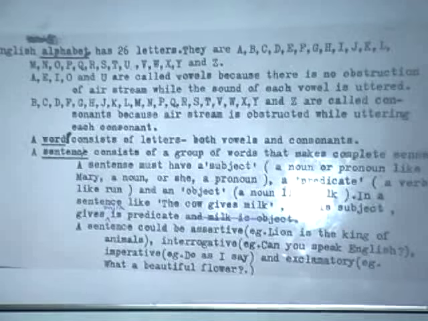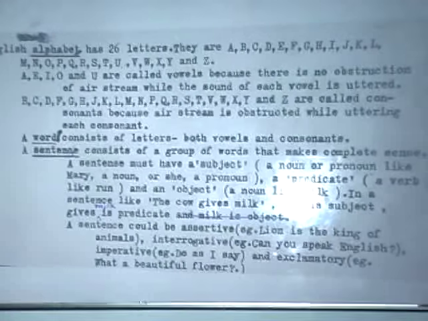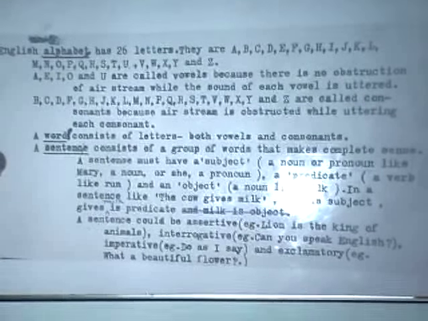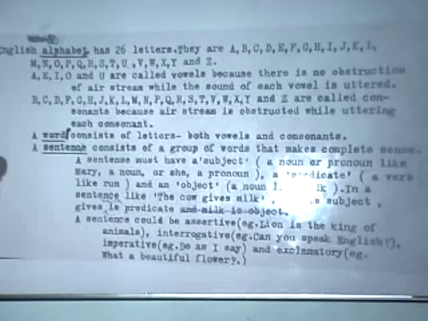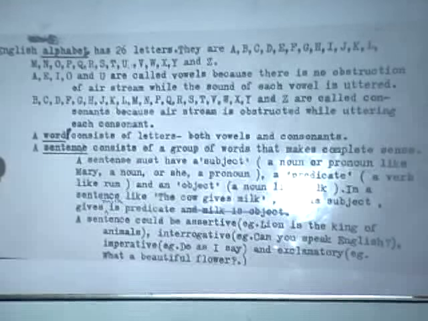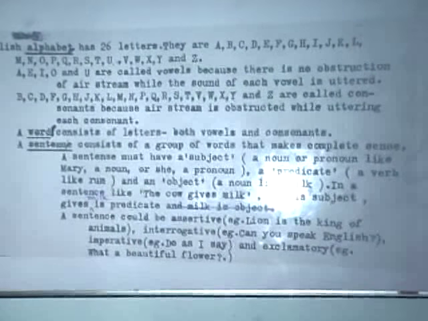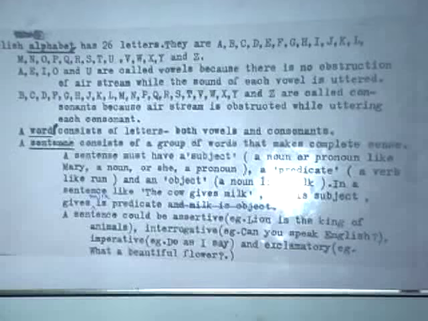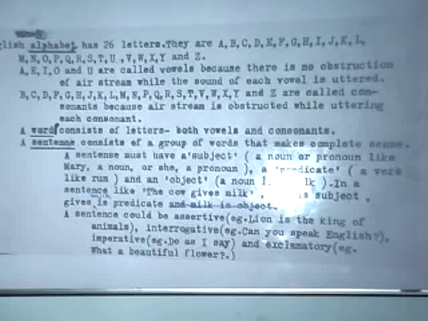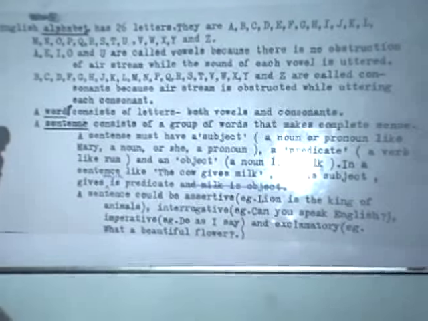The English alphabet has 26 letters: A, B, C, D, E, F, G, H, I, J, K, L, M, N, O, P, Q, R, S, T, U, V, W, X, Y, and Z. Here, A, E, I, O, and U are called vowels because there is no obstruction of breath while the sound of each vowel is uttered.